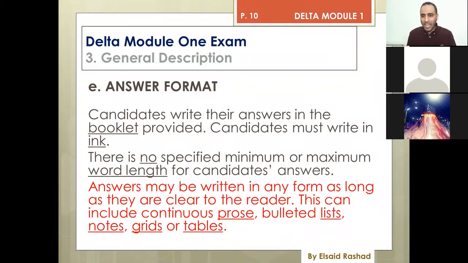You can write your answers in different forms. You can write in prose, lists, notes, grids, or tables. It doesn't much matter, okay? You organize your answers the way you like. So that's about the format. You write with a pen, not a pencil. Write in ink. You will be given the question paper and an answer booklet. You use it. You organize your answer in any written form. You don't have to write in prose. You don't have to write in bullet points. You just do whatever you want. You can draw tables.